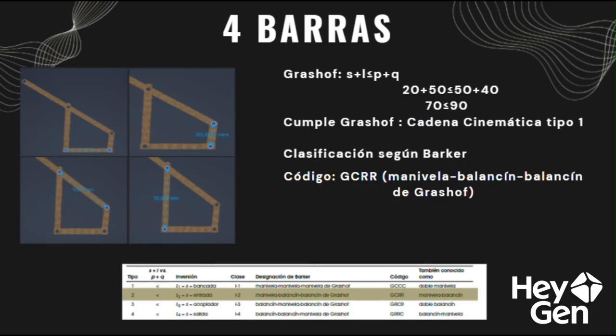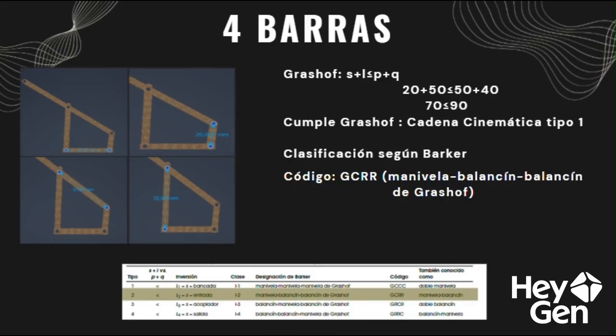4-bar projectile mechanism. To achieve the parabolic movement of the projectile, we implemented a 4-bar mechanism. The lengths of the links are crank 20 millimeters, coupler 50 millimeters, rocker 50 millimeters, and frame 40 millimeters. When validating Grashof's law, the sum of the shortest and the longest, 20 plus 50 equals 70, is less than or equal to the sum of the rest, 50 plus 40 equals 90. 70 is less than 90. This confirms that it complies with Grashof.